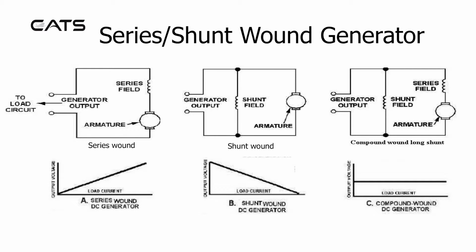Series and shunt wound generators. There are different ways of arranging the wires in a generator. Series wound: the field is in series with the armature, and load current increases with voltage. Shunt wound is essentially parallel: the field is parallel to the armature, and load current decreases with voltage. A combination of the two is known as compound wound, and load current is constant with voltage.